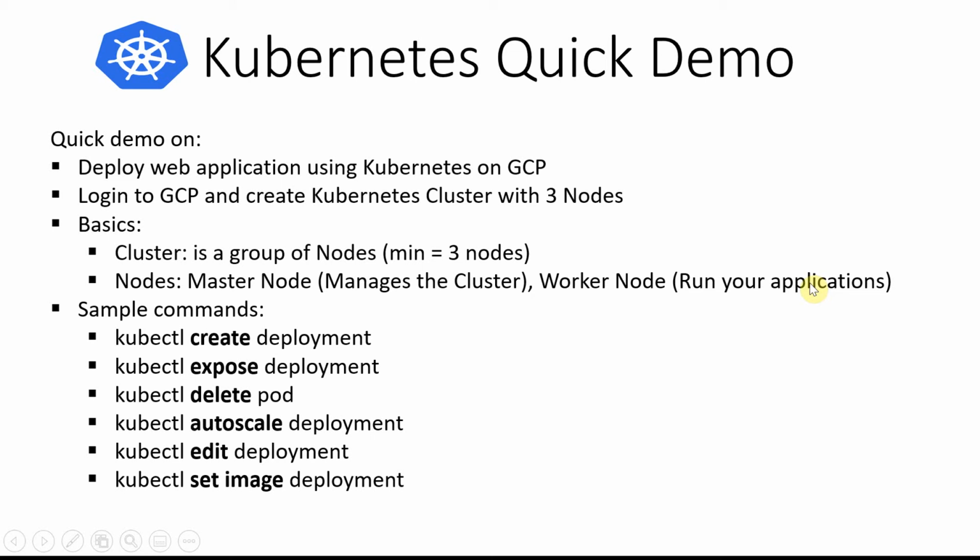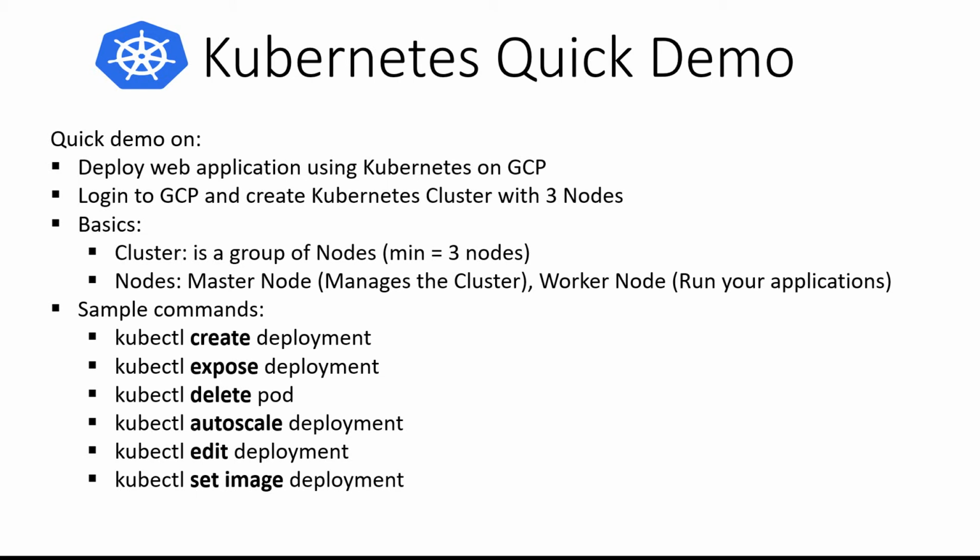Yeah. So once I show you, you'll understand it. Basically, when I say 3 nodes, 3 VMs will be created. Out of the 3 VMs, one will become a master, and the other 2 will become worker nodes. Once I explain the architecture of Kubernetes, you'll understand what a master node and a worker node are.